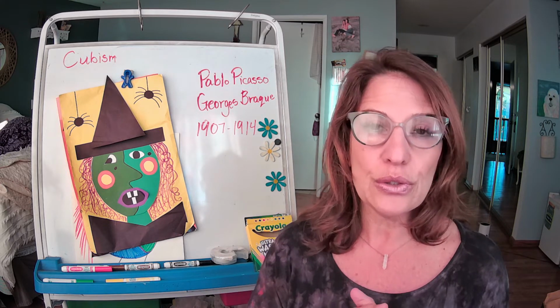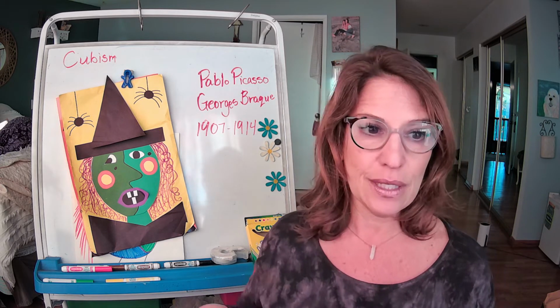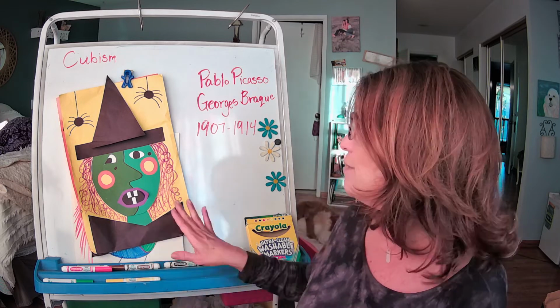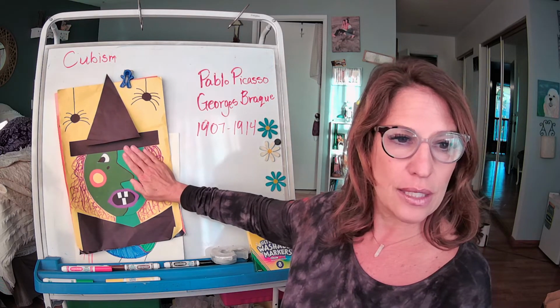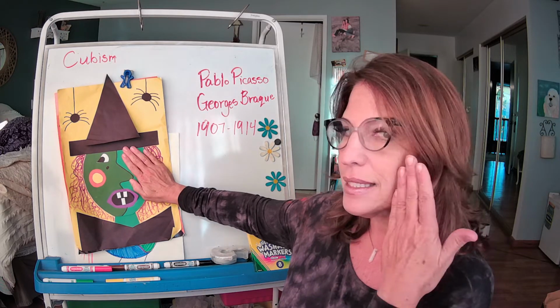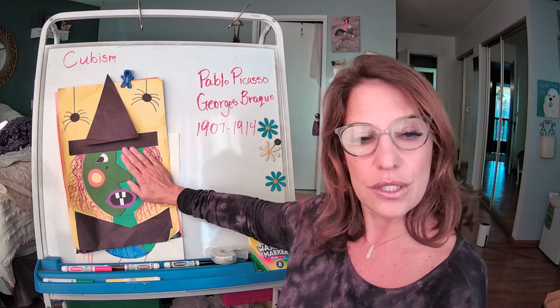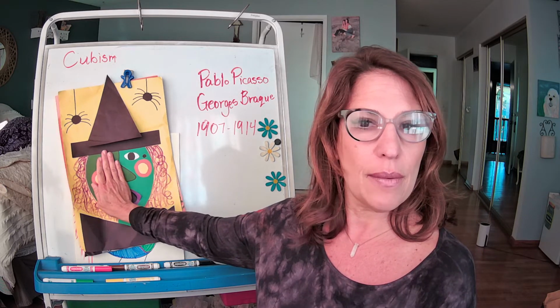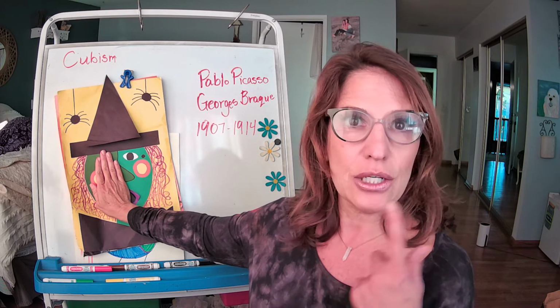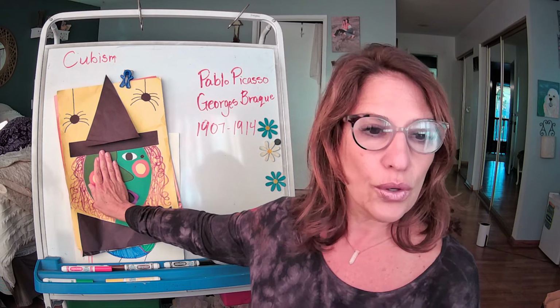What we are going to do is use two perspectives. And I want you to look at this witch that I did last year. If you look and you just see the side, this part, you can see that it's the side profile of the witch's face. But then if you look over here and you cover that part up, you can see that she's looking straight forward. So we're going to do this.